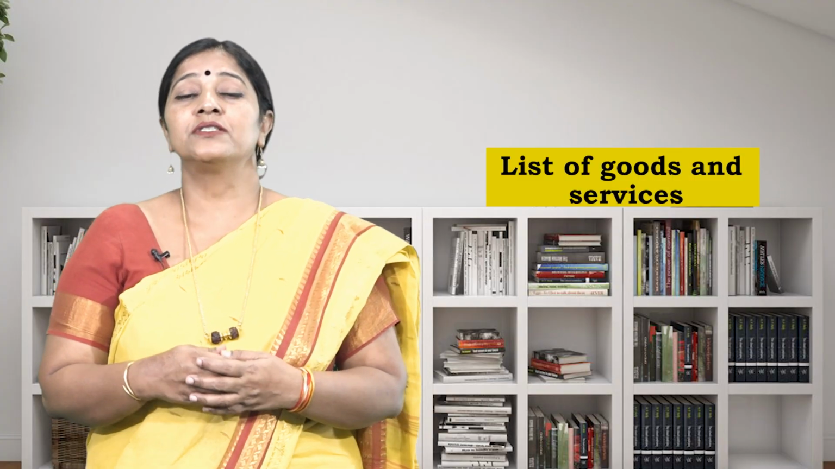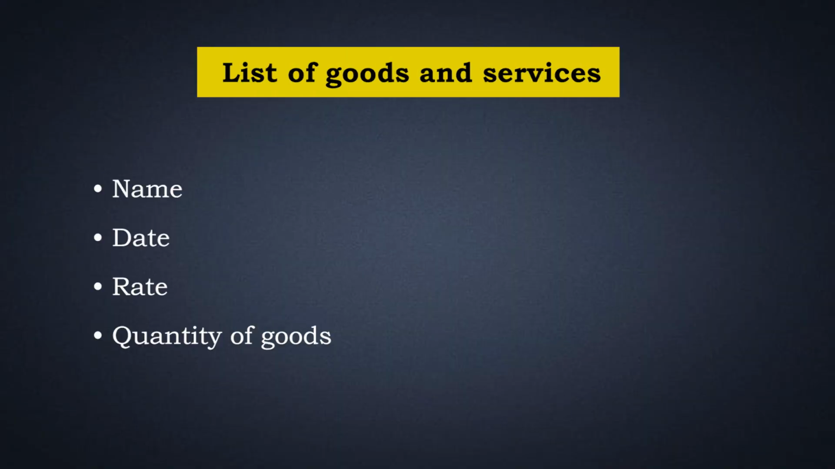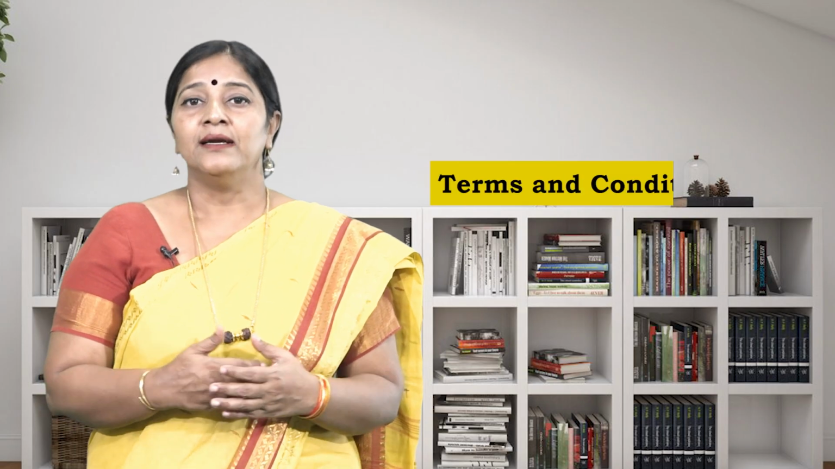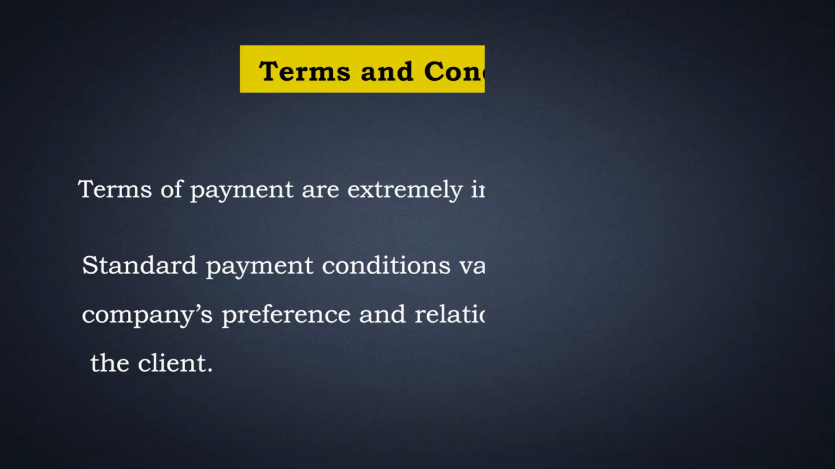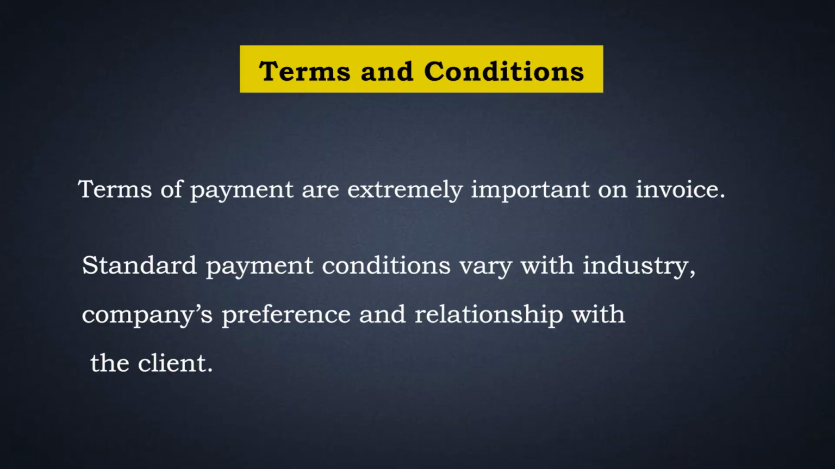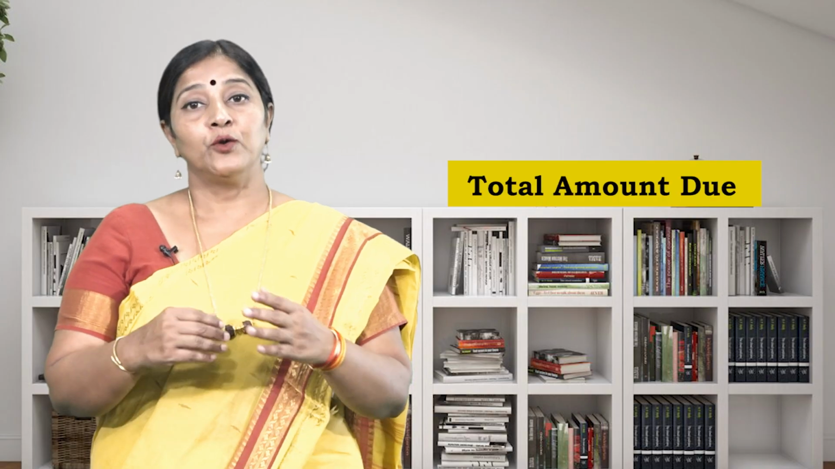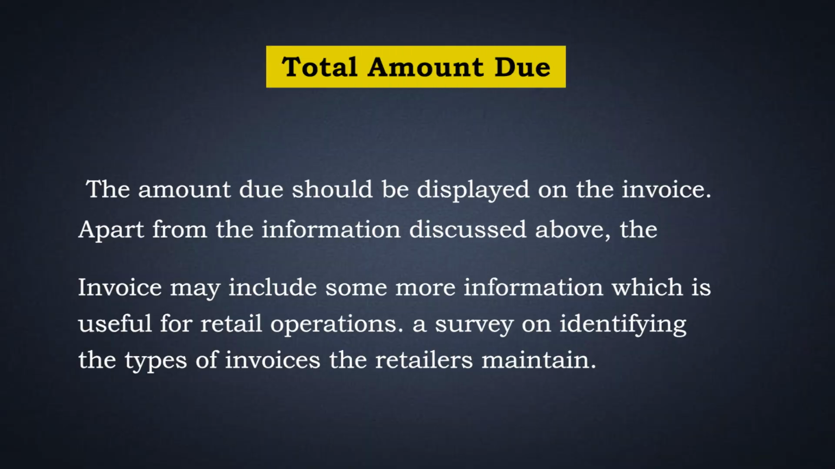D. List of goods and services. The listing includes name, date, rate, quantity of goods. E. Terms and conditions. Terms of payments are extremely important on invoice. Standard payment conditions vary with industry, company's preference and relationship with the client. F. Total amount due. The amount due should be displayed on the invoice. Apart from the information discussed above, the invoice may include some more information which is useful for retail operations.